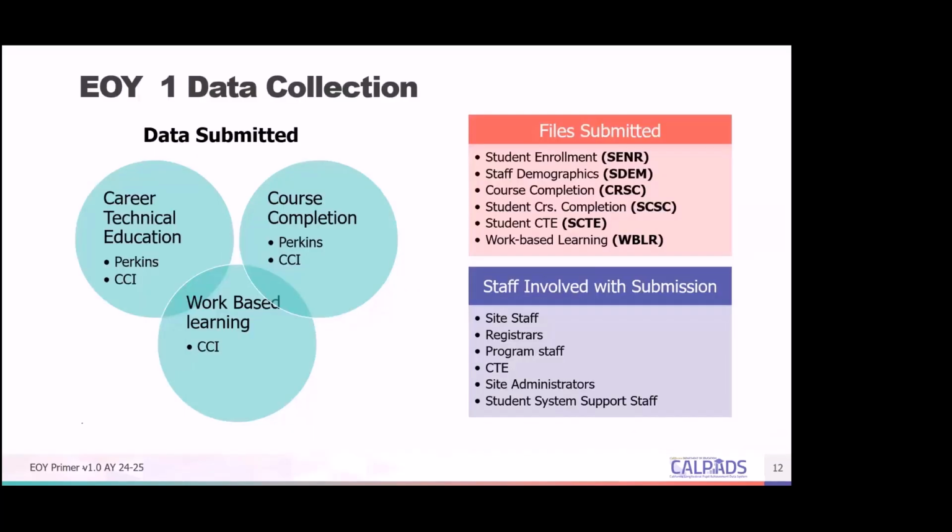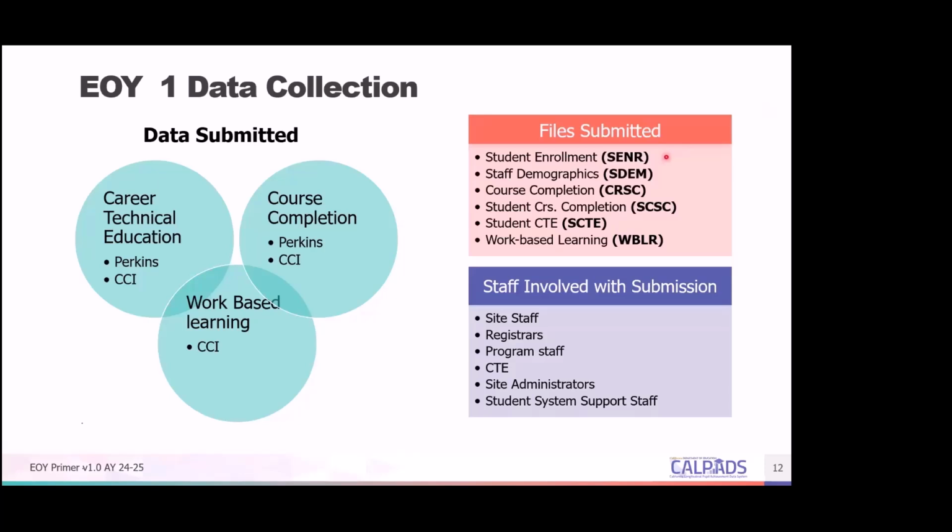And we'll start here with end of year one. End of year one has 3 key data collections with career technical education, or CTE, course completion, and work-based learning. The data is collected to satisfy the requirements of Carl Perkins legislation and the Every Student Succeeds Act in the form of College and Career Indicator, or CCI, measures on the California School Dashboard. The files that are used to submit this data are contained in the orange box on the slide here.